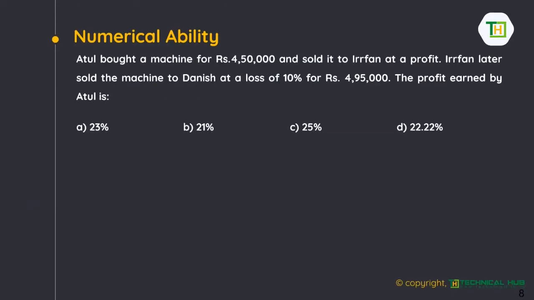Next question. Atul bought a machine for 4,50,000 and sold it to Irfan at a profit. Irfan later sold the machine to Danish at a loss of 10% for 4,95,000. What is the profit earned by Atul? See, if you observe carefully, Atul bought a machine for 4,50,000 and sold it to Irfan at a profit. We don't know that profit percentage.